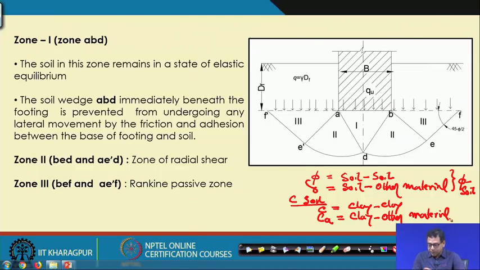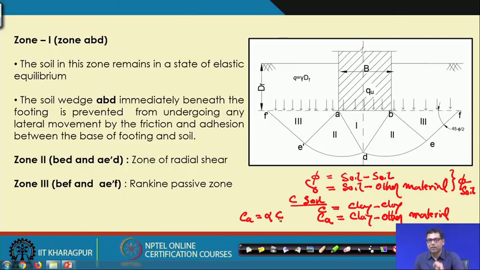Again, this adhesion is equal to alpha times C. Alpha is the adhesion factor. For most of the materials that we use, alpha is less than or equal to 1. If it is clay versus clay, then the alpha value is 1, and if it is between any other material and the clay, then the alpha value is less than or equal to 1. That means here, the foundation and the clay.